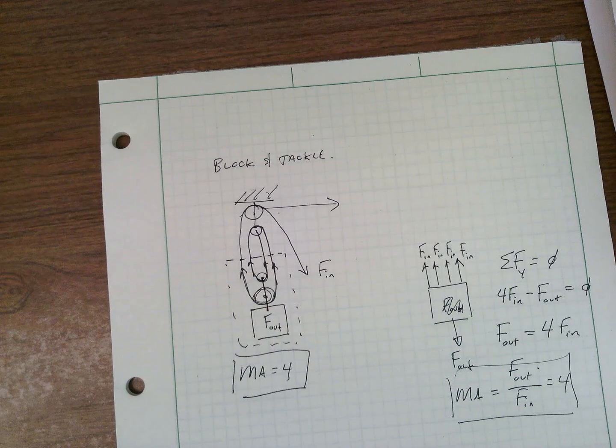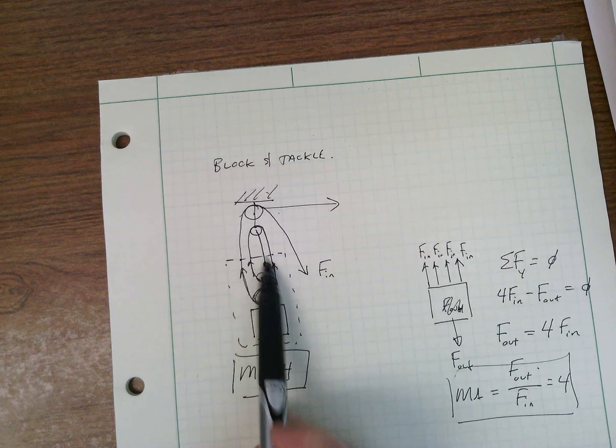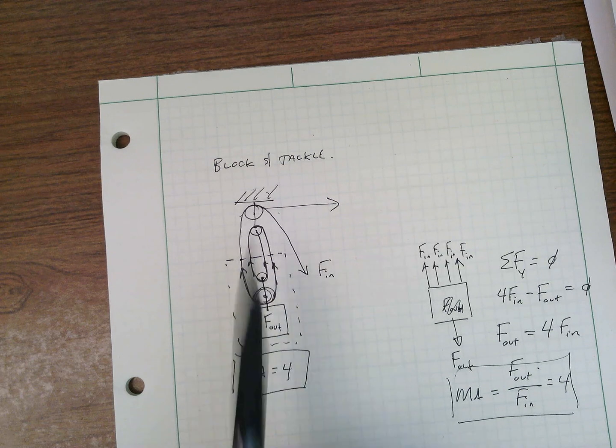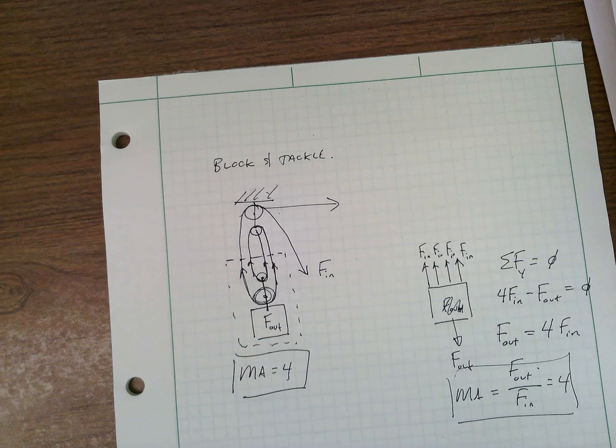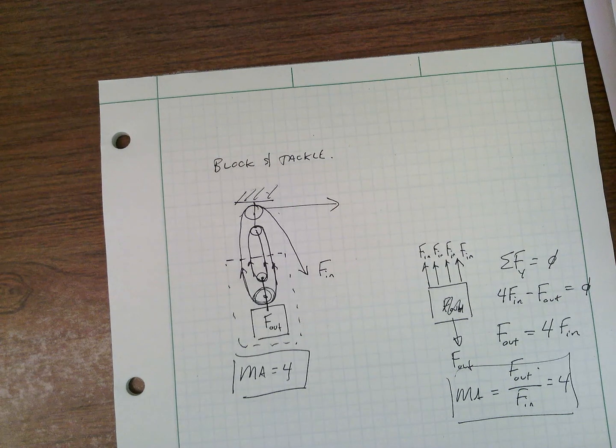Maybe you can do it, but I can't reason in my head that I have to pull 4 times this distance to close the gap. I can't see it. I need to do it this way. All right, so that's the derivation for ropes.